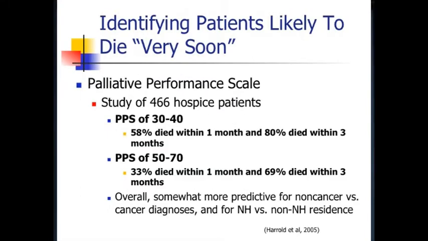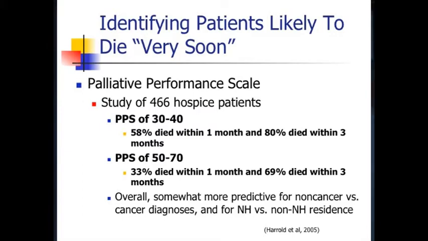So there are some data, though, that are helpful. For example, there was a study in hospice of the Palliative Performance Scale that showed that if you had a Palliative Performance Scale of 30 to 40, 58% died within 1 month and 80% died within 3 months. In the same study, a PPS of 50 to 70 showed that 33% died within 1 month and 69% died within 3 months.